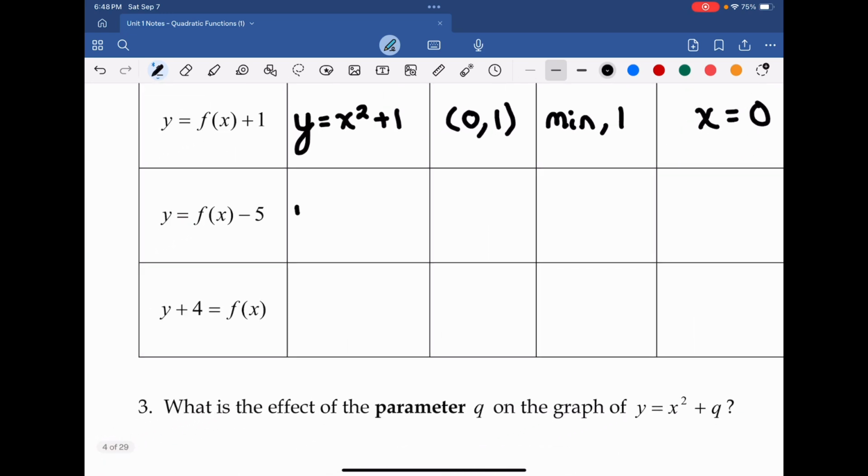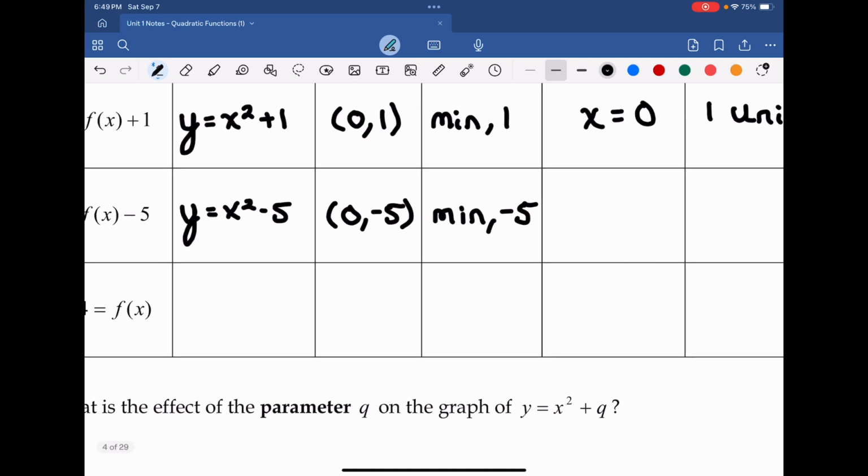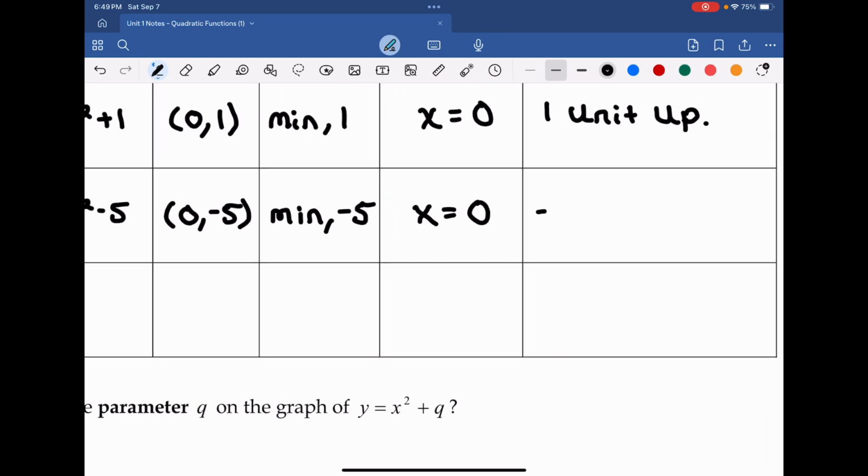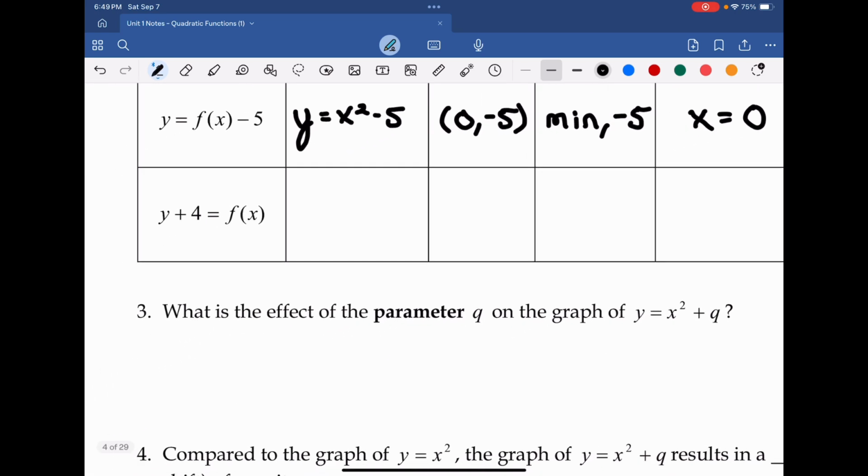y equals f of x minus 5. Well, we don't want f of x. y equals x squared minus 5. What does this do? It shifts all units 5 units down from the original. So if we were at (0, 0), now we're at (0, negative 5). It's still a minimum value because I haven't flipped or reflected the graph. So it's going to be a minimum, but now it's at negative 5. We haven't shifted left or right, so x equals 0 still. That makes this symmetrical. And then what is our description? It's 5 units, and I'm not going to put negative 5. I'm going to put 5 units down. There we go.